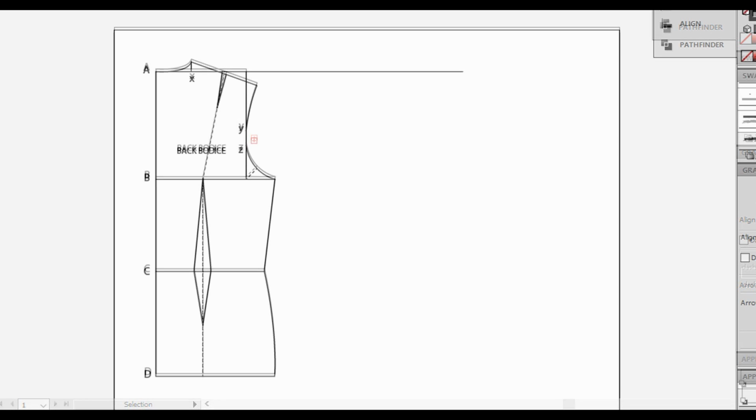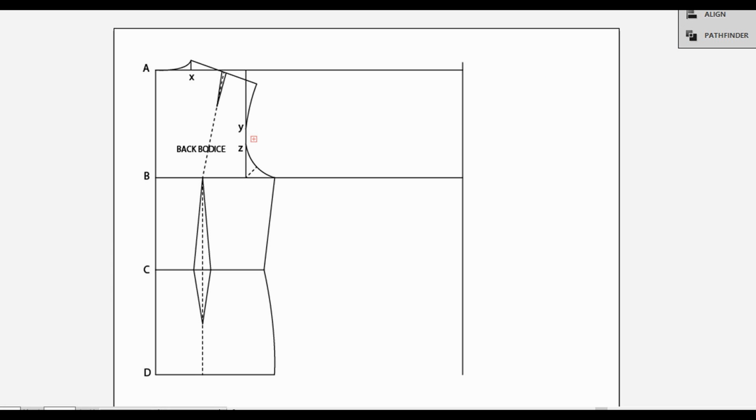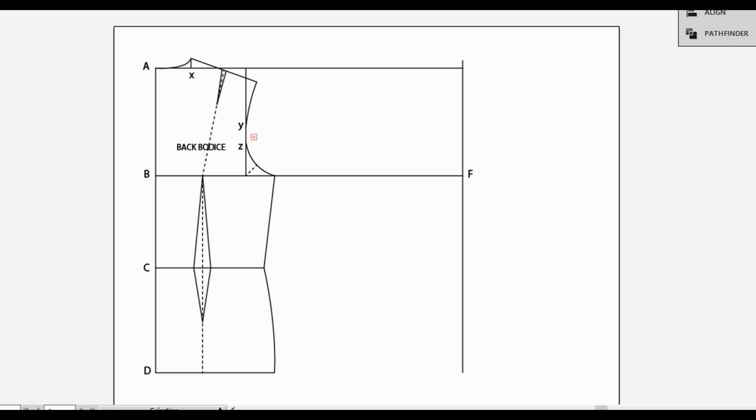Starting with the front bodice, extend the A line to the right. Then draw a perpendicular line on top of the perpendicular line. Extend 1.5 cm longer than the line A. Then extend the line B parallel to the above line. Mark the tip F from the extension.